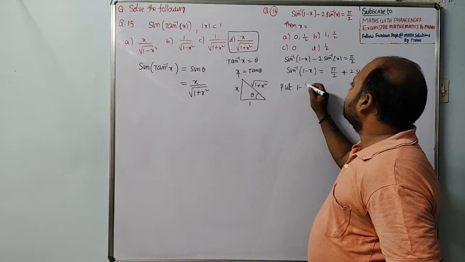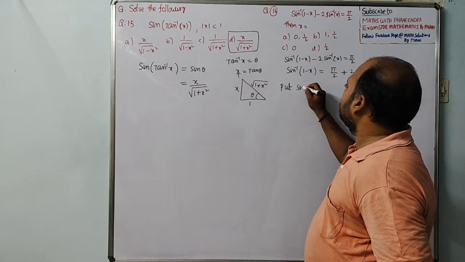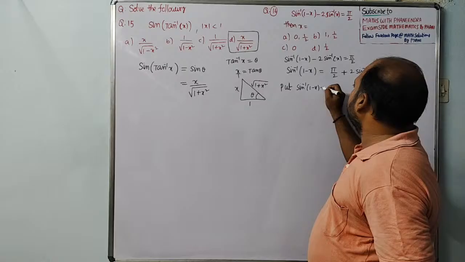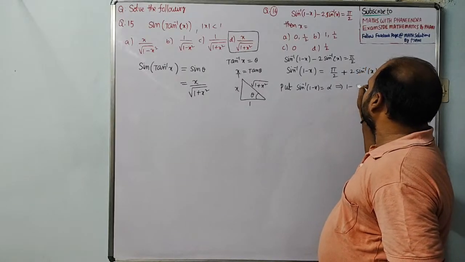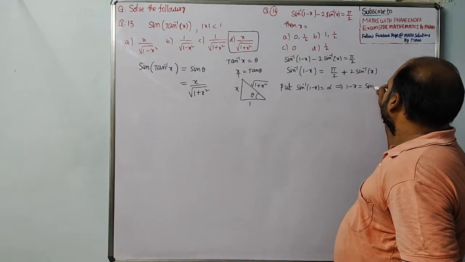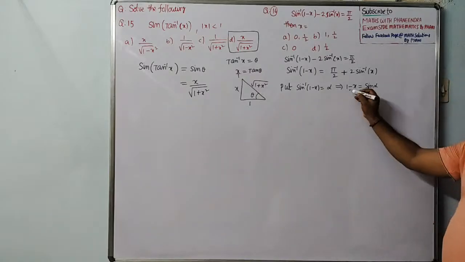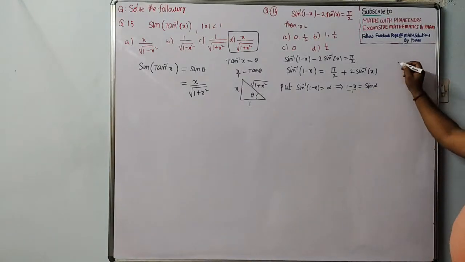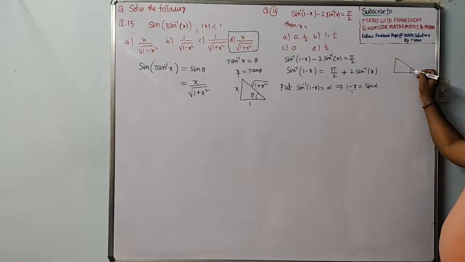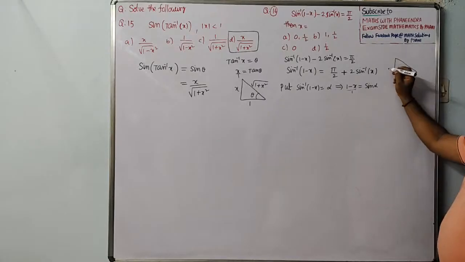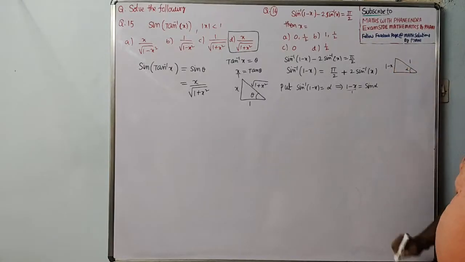Put 1 minus x aside. Sin inverse of 1 minus x equal to alpha. That implies 1 minus x equal to sin alpha. Sin alpha definition means opposite over hypotenuse, so 1 minus x over 1. So here I am drawing a right angle triangle, where sin alpha equals 1 minus x divided by 1.